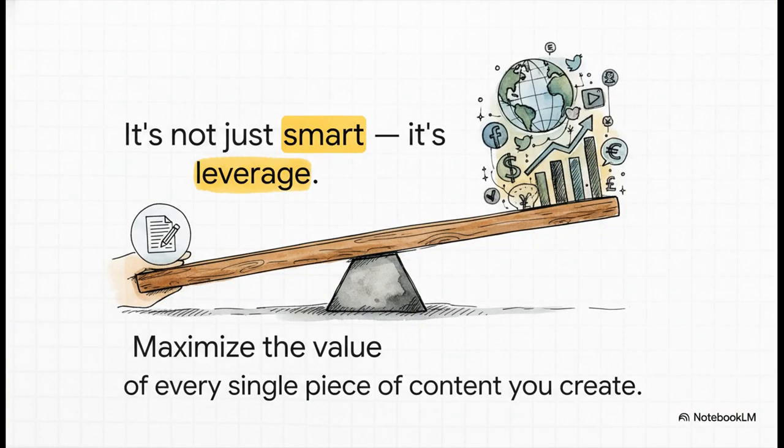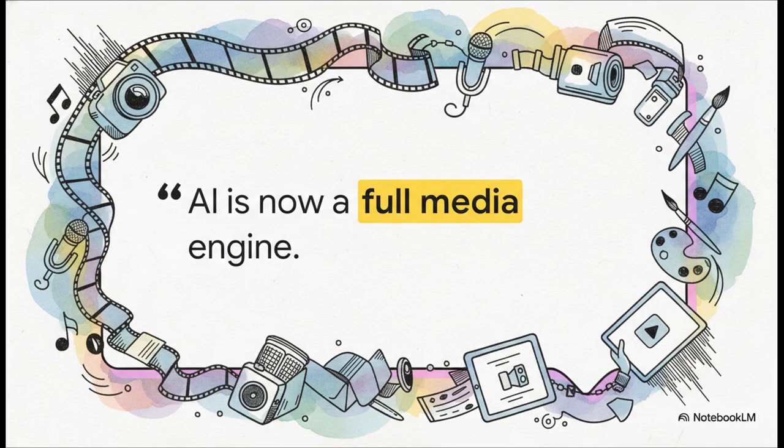And that right there, that's the key. This isn't just about AI being clever or cool. This is about strategic leverage. You are getting the absolute maximum value out of every single piece of work you do. This whole capability, it signals a massive shift in what AI even is. As our source puts it, AI is now a full media engine. It has moved so far beyond just generating text.